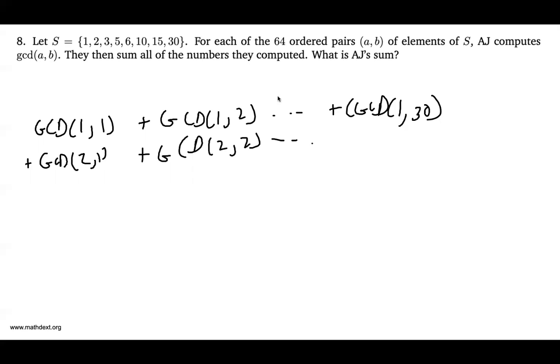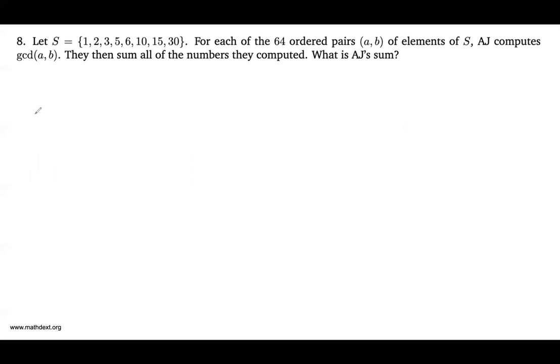Instead, let's take a closer look at S. I'm going to write these 8 numbers in a slightly different form. So 2 to the power of 0 times 3 to the power of 0 times 5 to the power of 0 is equal to 1. Then 2 to the 1 times 3 to the 0 times 5 to the 0, which is 2. 2 to the 0, 3 to the 1, 5 to the 0, which is 3. 2 to the 0, 3 to the 0, 5 to the 1, which is 5.